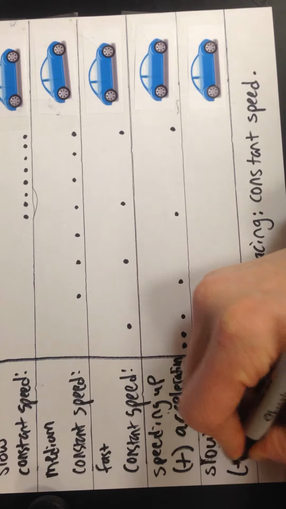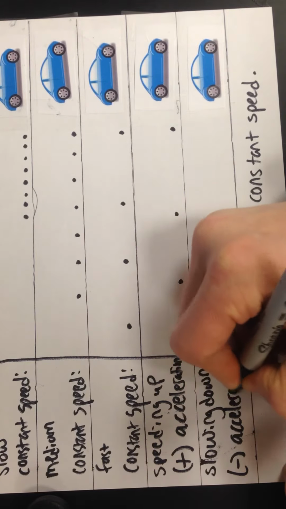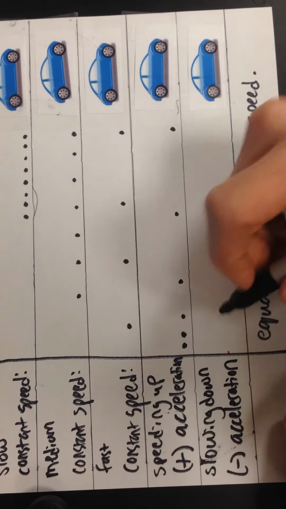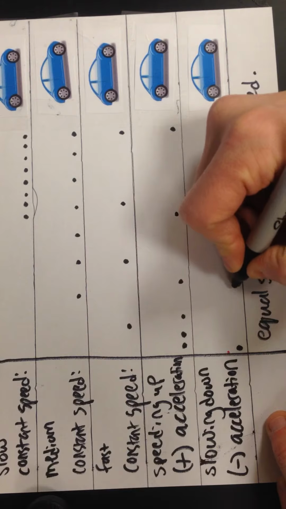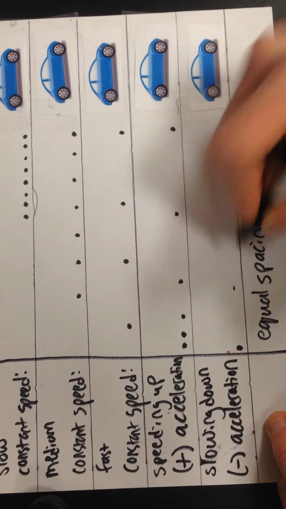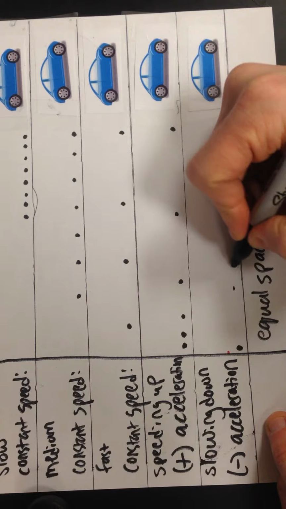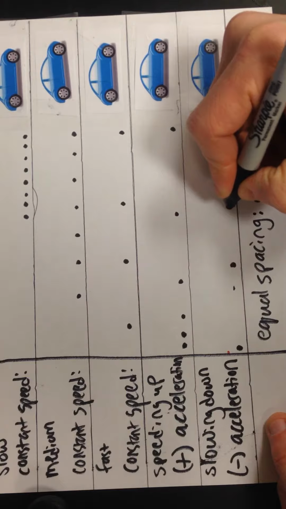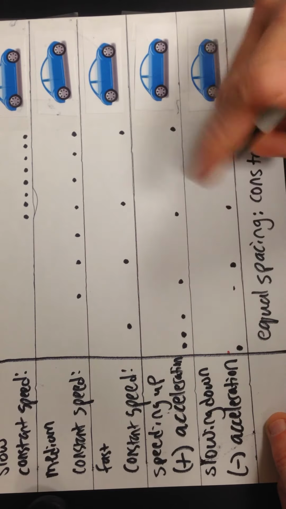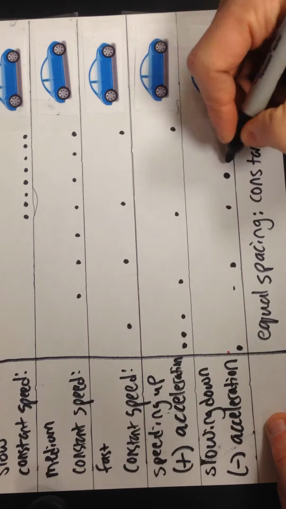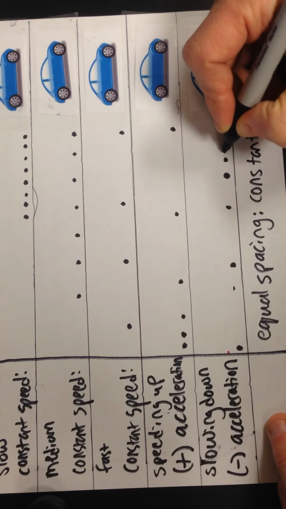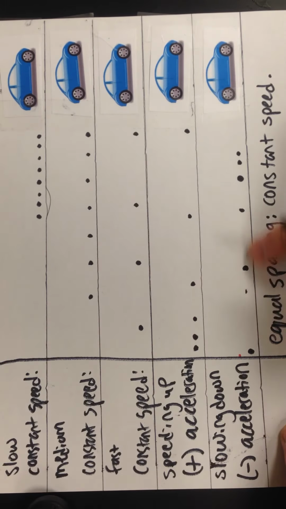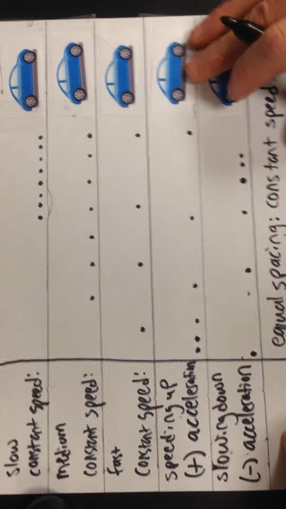And our last one, slowing down, also known as a negative acceleration. So slowing down means you hit your brakes. So you started out going fast, covered a lot of distance between drops. A lot of distance between drops. And then it eventually went to very little distance between drops as you slowed down to a rest. So that would show slowing down when you go from really fast, a lot of spacing, to really slow and almost stopped with no spacing at all.